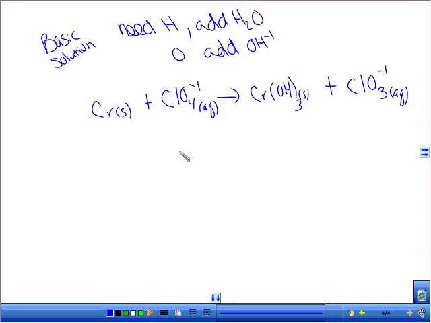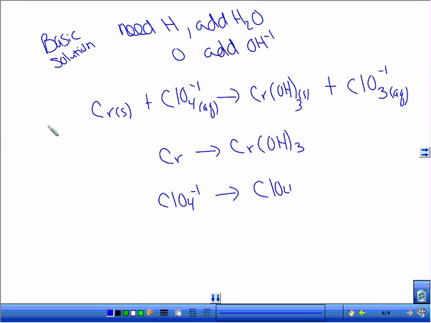Alright, so we're going to break it into half reactions. So we've got chromium, and whether or not you want to put the states on this little half is up to you, going to chromium hydroxide, and then you've got perchlorate going to chlorate. I can tell it's getting late because I'm not wanting to write stuff. Okay, so here are my 2 half reactions.